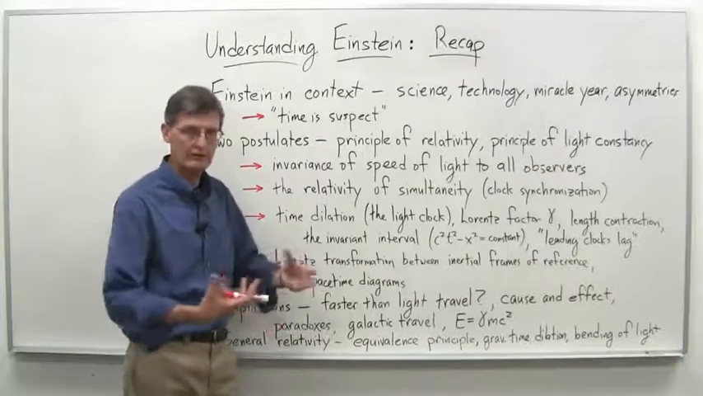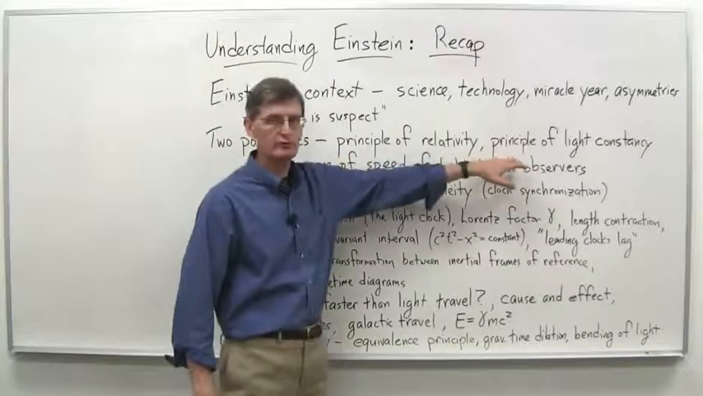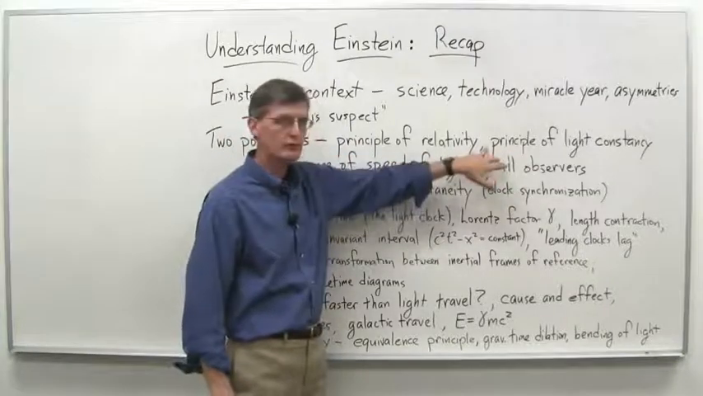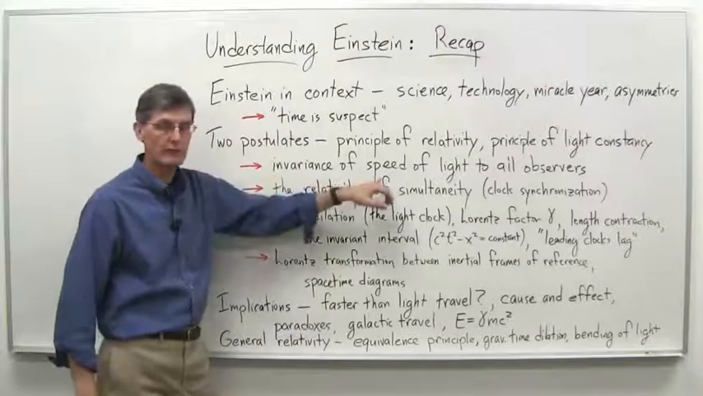And so Einstein saw this conflict here, and his insight was, actually, they're both true. And out of those two principles, then, we showed that you get the invariance of the speed of light.